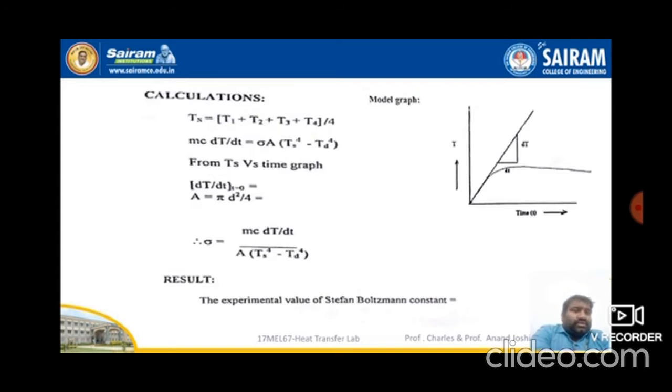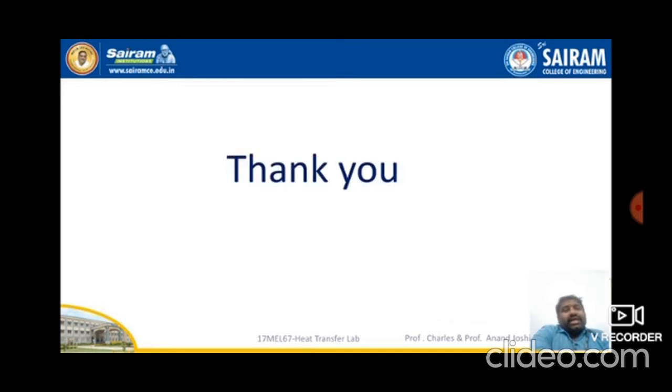Here is how to plot dT by dt to get the slope at t equal to 0. By plotting this graph you get the ratio dT by dt, that is the temperature gradient, which is required for the equation. You substitute that value and get the result. And the result of this experiment, the Stefan-Boltzmann concept, you have to keep.